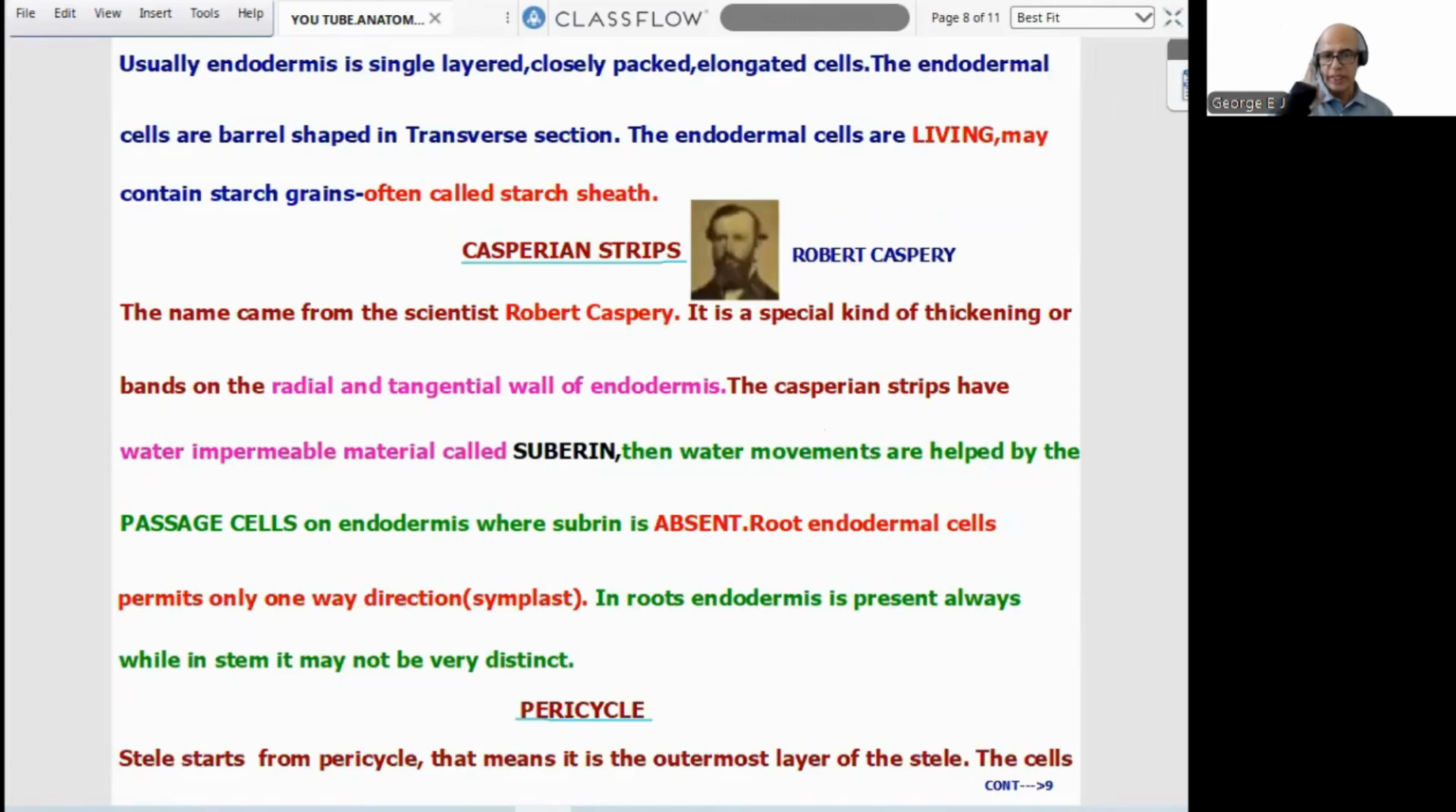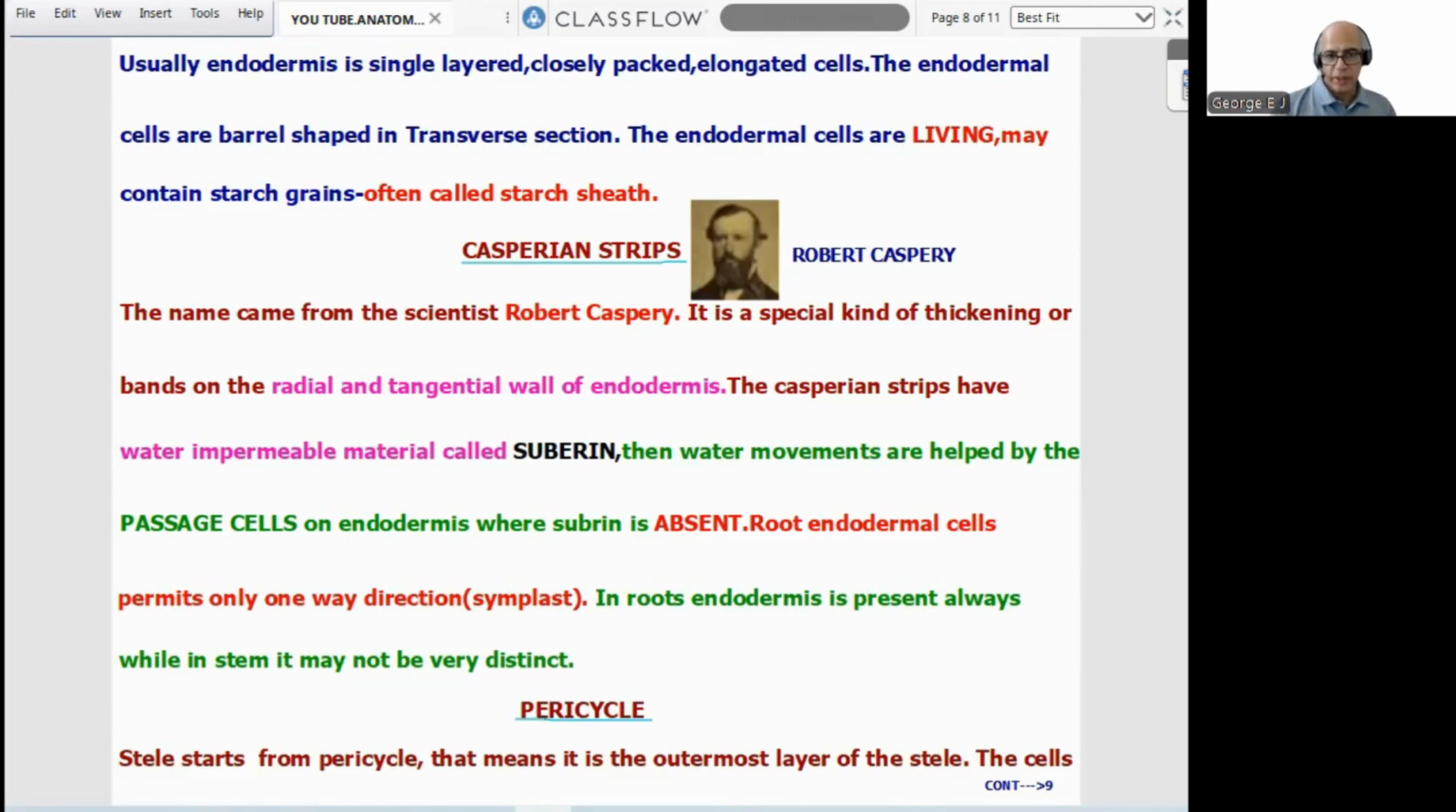Usually the endodermis is a single layer of packed, elongated cells. Endodermis cells are barrel-shaped in transverse section. They are living and may contain starch grains, which is why it is often called the starch sheath. Now, a famous term: Casparian strips. The name came from the scientist Robert Caspary. You can find the photograph there.